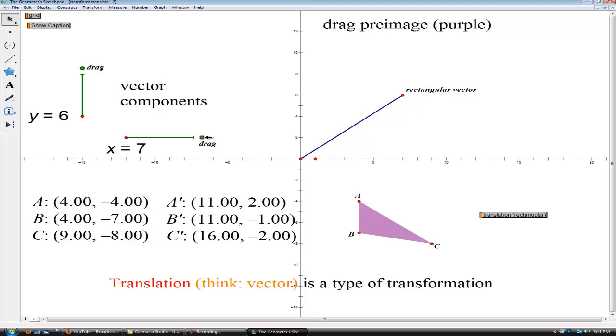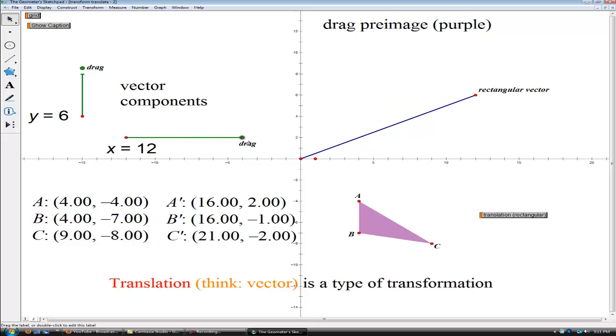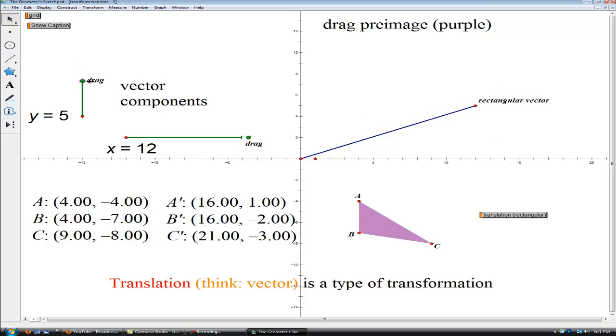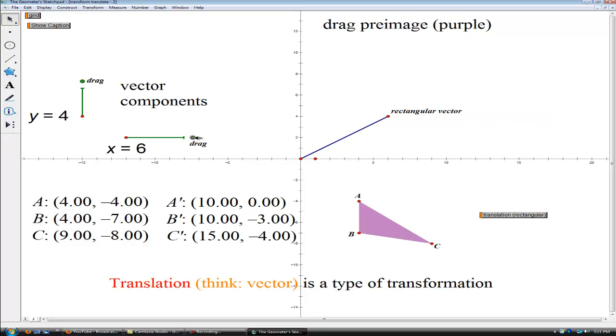And so as I drag my slider, you see that now my horizontal component is 12, while the vertical component is still at 6. I could adjust this, and now I've changed my vertical component to 4, while the horizontal remained at 12. So these are the controls I have for this vector, and let's just put it at, how about 5, 4.